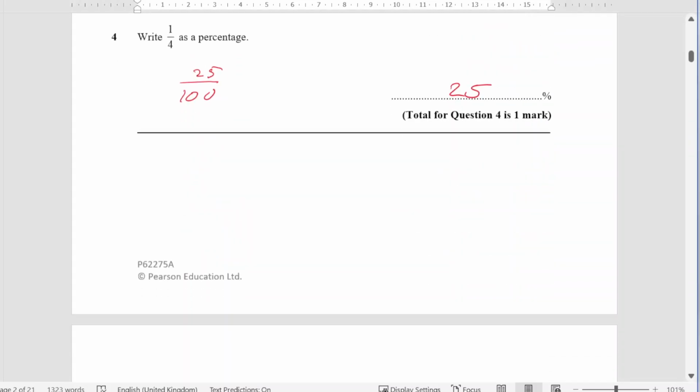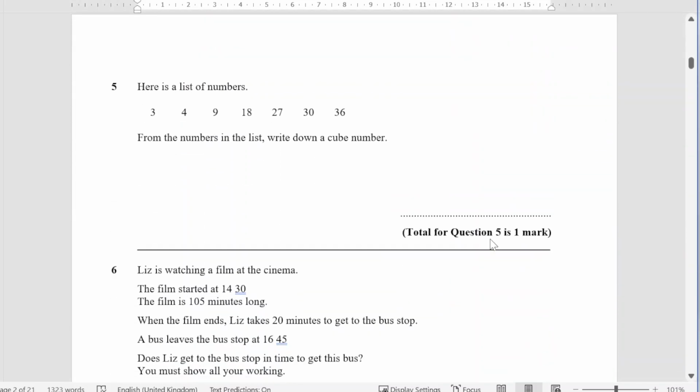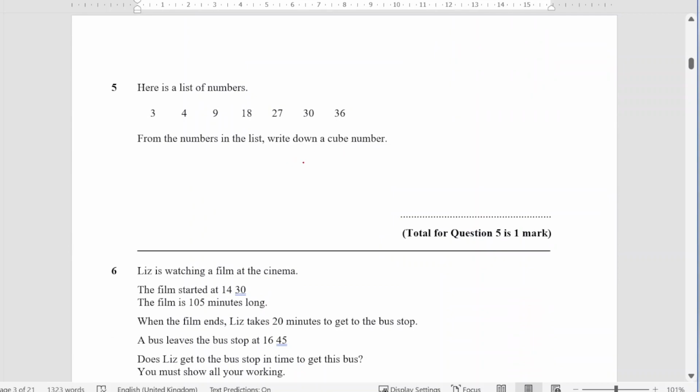And question 5. Here's a list of numbers. From the list, pick a cube number. So a cube number is a number times by itself 3 times. So in effect, anything n to the power of 3. So our cube number here is going to be 27, because 3 cubed is equal to 27. So 27 is our cube number.